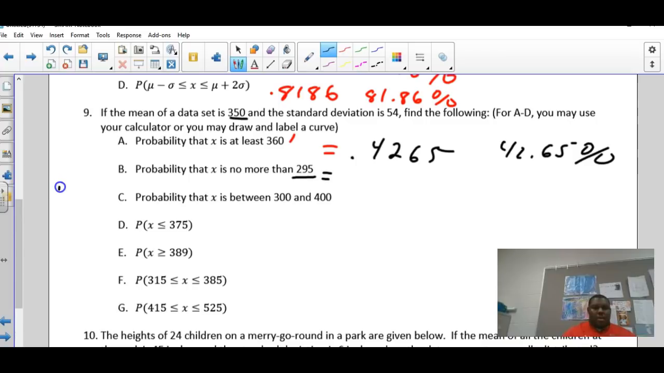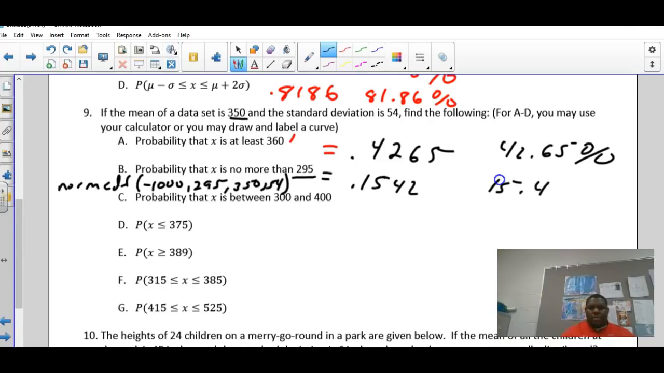You have normCDF of pick a number less. So I'm gonna go negative 1,000. You pick a number. 295, 350, and 54. When you do that, again, you're going to get 0.1542, or you can say 15.42%. I just like, guys, I like 4 decimal places on everything, and that's just me.